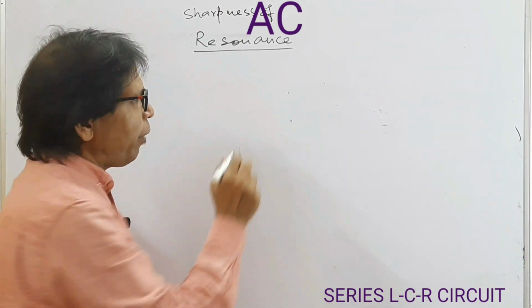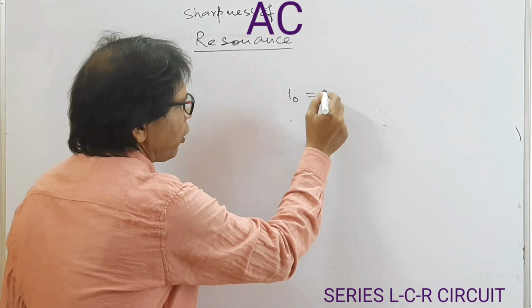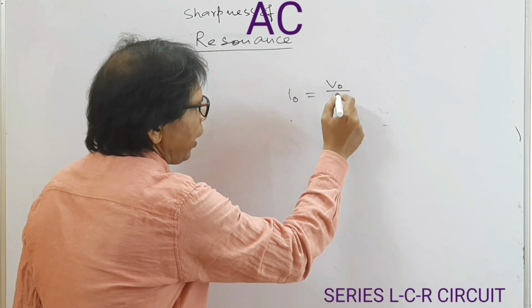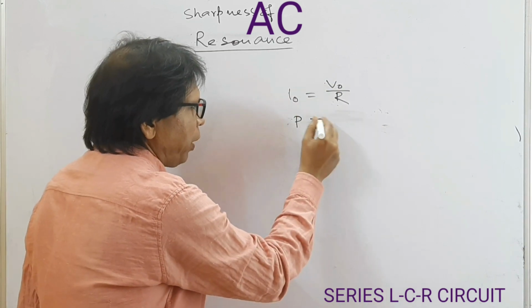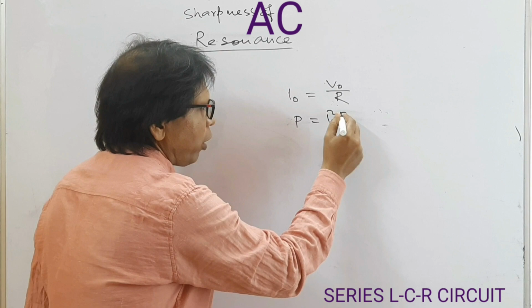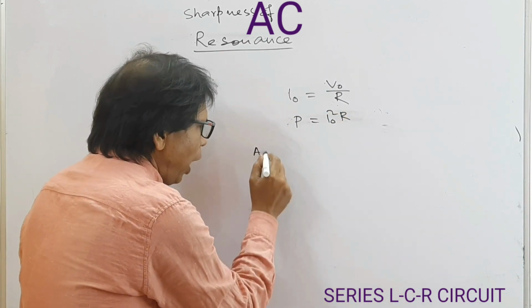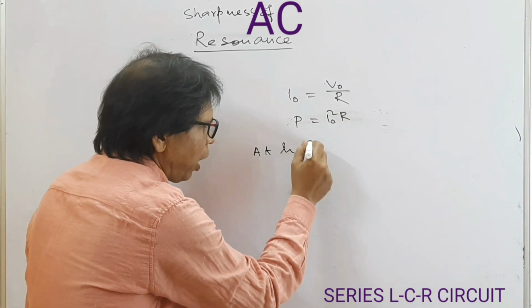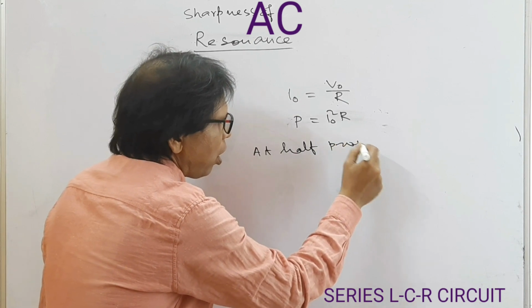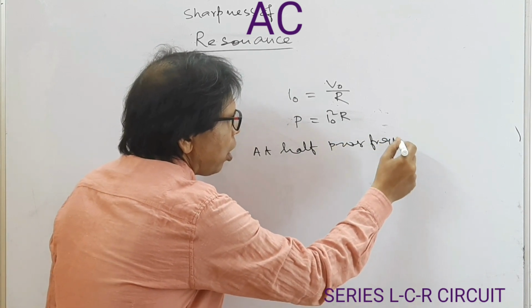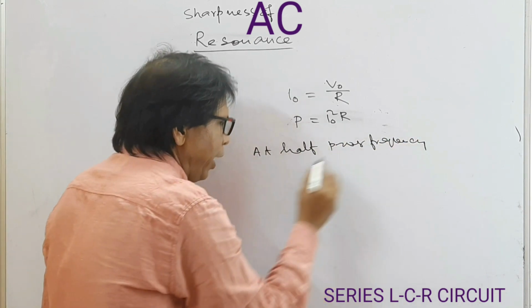Now the sharpness of resonance is defined as omega naught divided by bandwidth. At resonance the maximum current I naught is V naught by R, and the maximum power P equals I naught square R. At half power frequency, the current is I.